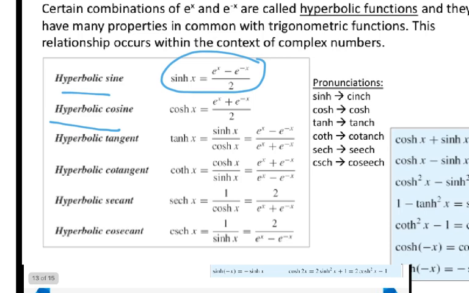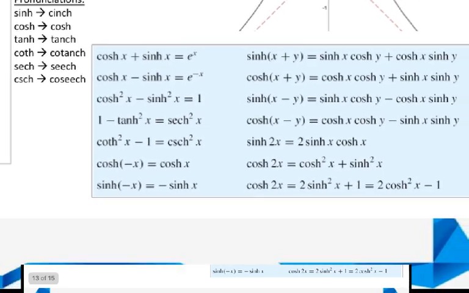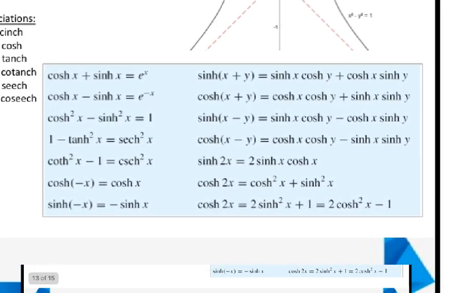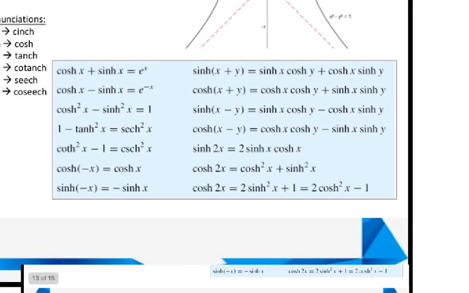So let's look at some of the other properties that we're looking at. So let's go over here to our regular properties. Bring that back a little bit. All right, so notice that there's a little bit of a different property here. We're not used to this one. We don't have anything like that in regular trig where sine plus cosine is anything in particular. But this is a true statement: cosh plus sinh is e to the x. It's kind of unusual.